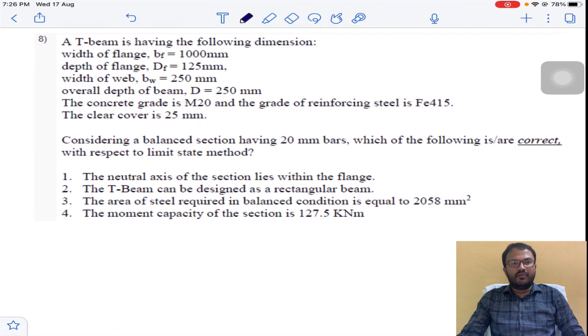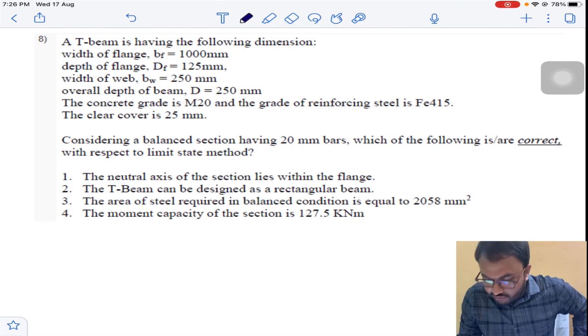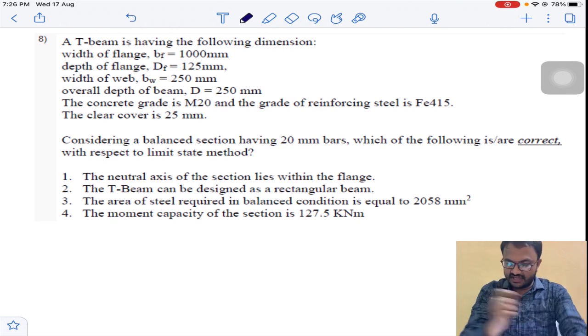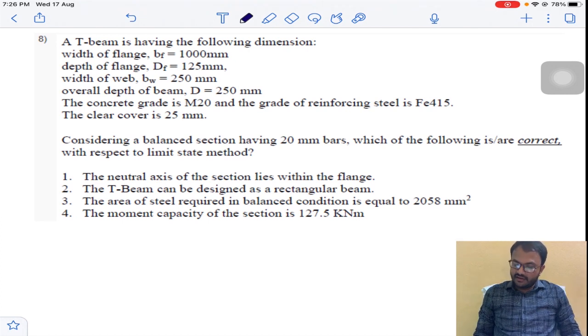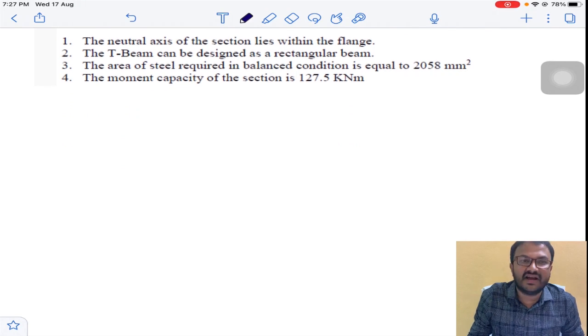So it is a problem related to T-beam. The data T-beam is having the following dimensions: width of the flange, depth of the flange, width of the web, overall depth of the beam, and M20 grade concrete, Fe415 steel, clear cover 25 mm, and balanced section having, he has given. So you remember this point. So it is a balanced section directly. He himself has given balanced section. Balanced section having 20 mm bars. Which of the following statements are correct by using limit state method? So now the neutral axis of the section lies within the flange.